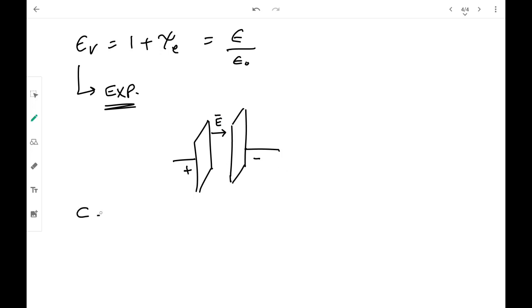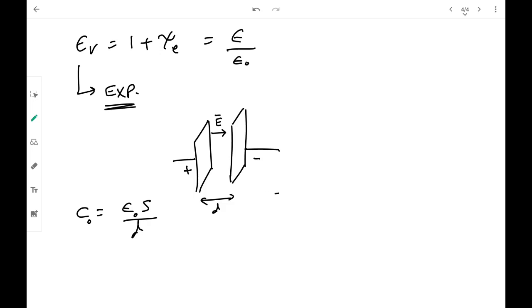Now the capacitance of a parallel plate capacitor is equal to epsilon times area divided by the distance between the plates. So in the lab, we fix the distance between the two plates, for example 1 centimeter, and we make the material, for example, air at the beginning, and we measure the capacitance for air. Let us call it C node, equal to epsilon node times S over D.